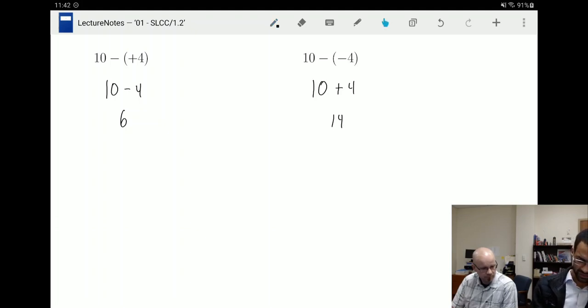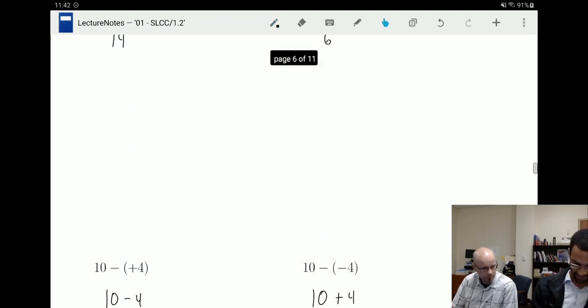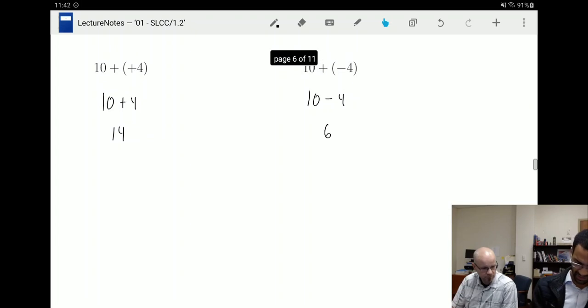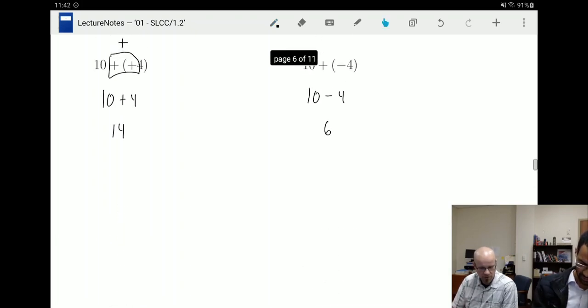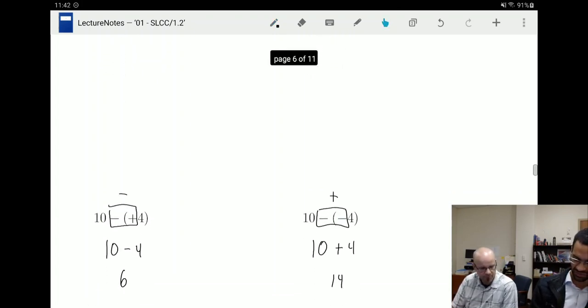So this is similar to the last rule we looked at, right? When the symbols are the same, so we have positive, positive, that translated into a plus sign. Negative, negative, or minus a negative, translated into a plus sign. When I had different signs, that translated into subtraction. Okay, so same signs, positive, different signs, negative.